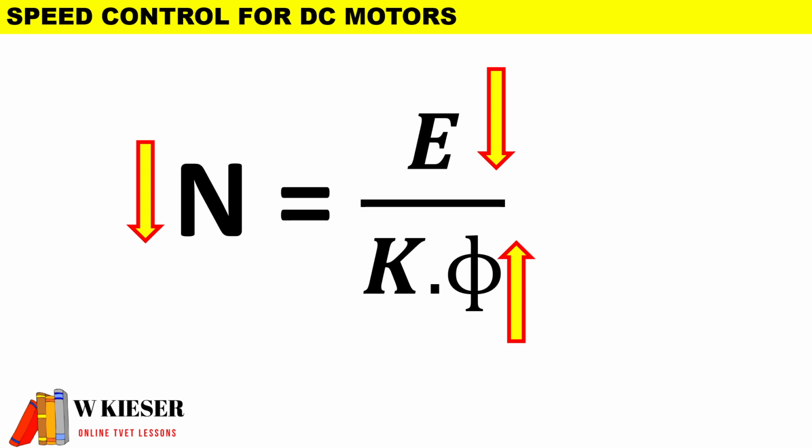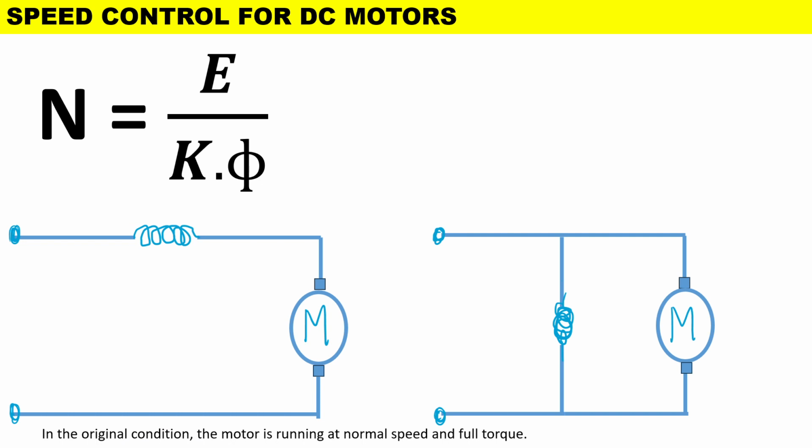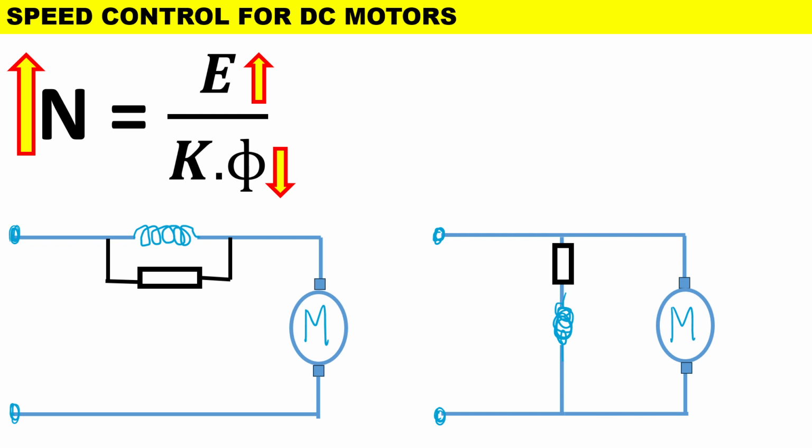Now here we have a circuit diagram for a series motor and a shunt motor, and these would be considered to be your original circuit diagrams. In the original condition, the motor is running at normal speed and full torque. Now if you want to increase the speed, you will have to take a diverter resistor, and for a series motor you would put the diverter resistor in parallel with the field winding, and for a shunt motor you would put the diverter resistor in series with the field winding.